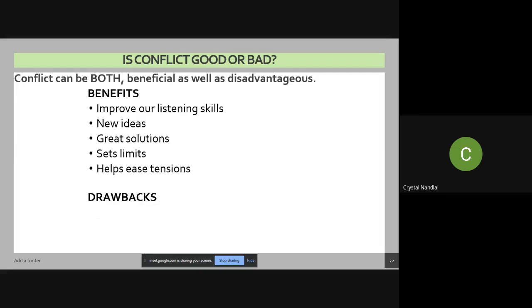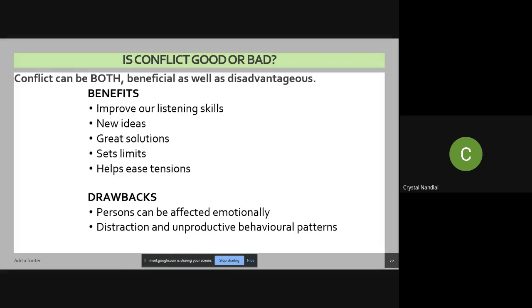The drawbacks or the disadvantages can be that persons can be affected emotionally. So sometimes people in arguments can be affected really badly emotionally. If you're an emotional person like me, yeah, you'll be affected pretty badly by arguments. You will take it on. But anyways, that could lead to distraction and unproductive behavioral patterns, right?